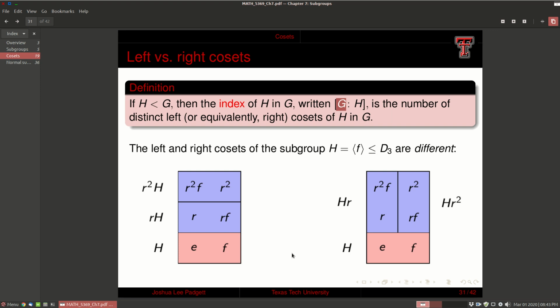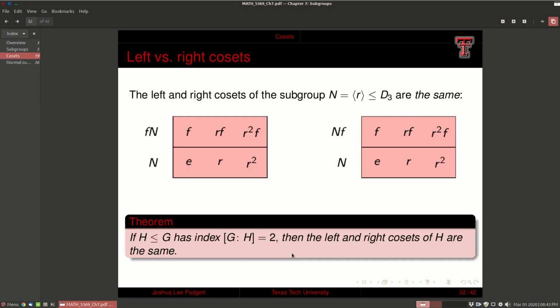And the number of copies tells me, if there are a large number of copies, then that means that H is small relative to the size of G. If there are a small number of copies, then that means that H is large relative to the size of G. All right. The left and right cosets of the subgroup N, which is generated by R, are the same. So somehow the idea is the subgroup N is nicer than the subgroup H, so its cosets are nicer in the sense that the left and right ones are the same. And so here's a nice theorem that you can prove. If a subgroup H has index 2, then the left and right cosets of H are the same.